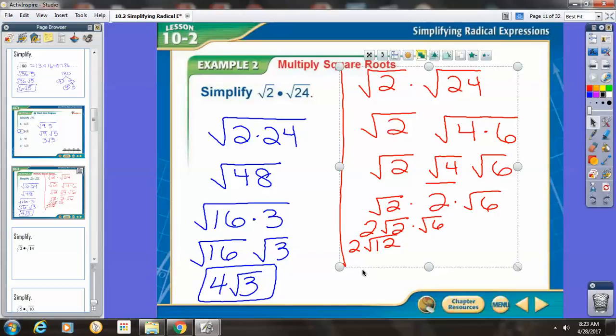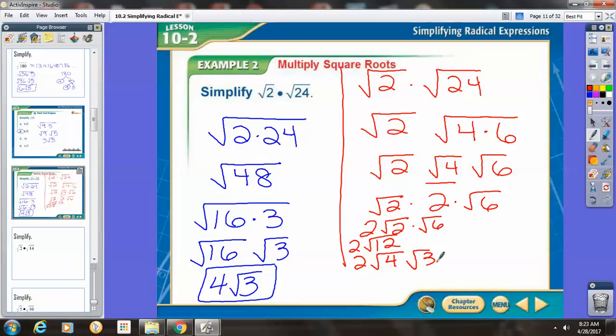Let's bring 12 down and we could use 4 times 3. What's the square root of 4? 2. 2 times 2 times the square root of 3, or 4 radical 3. I got the same answer, didn't I? This way took a few more steps over here on the right, in the red color, but it doesn't matter. Sometimes you might recognize you can simplify something up front. Go for it. If you'd rather multiply and then simplify, that's fine too. It really doesn't matter which approach you take.